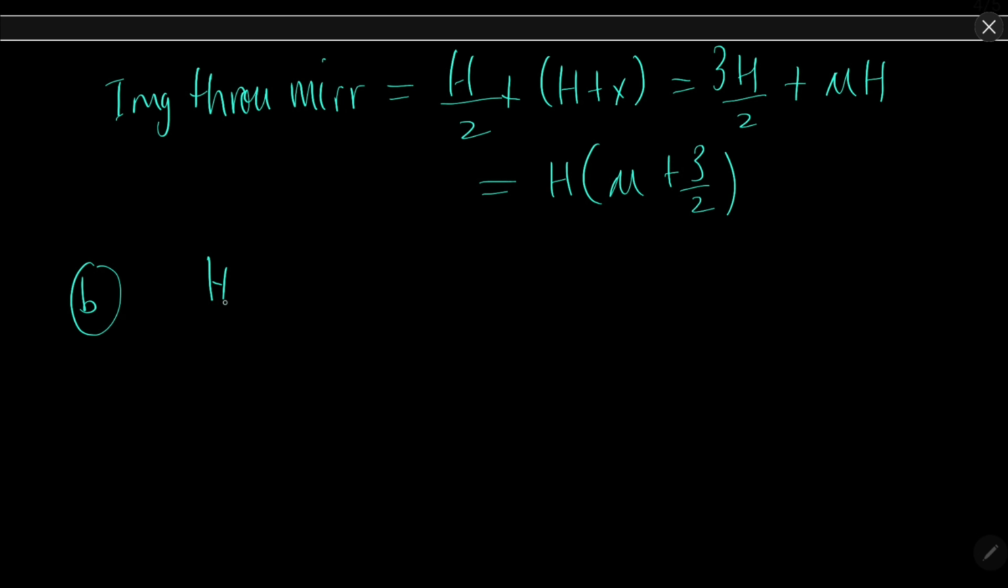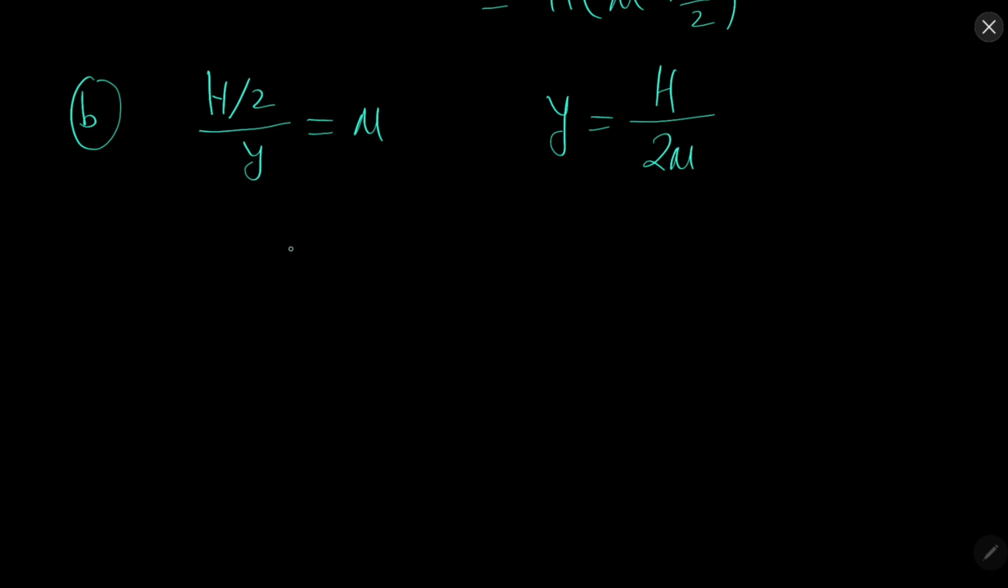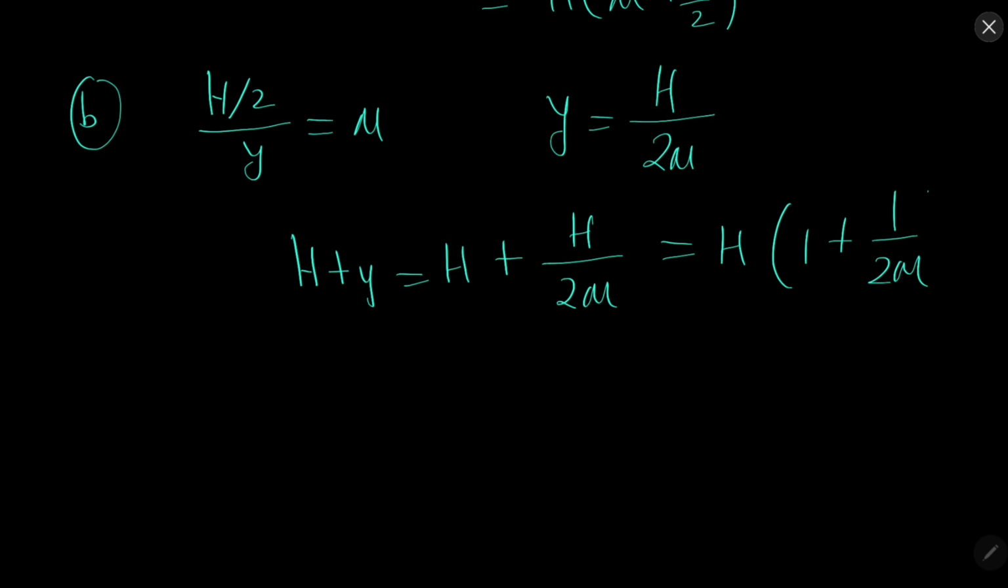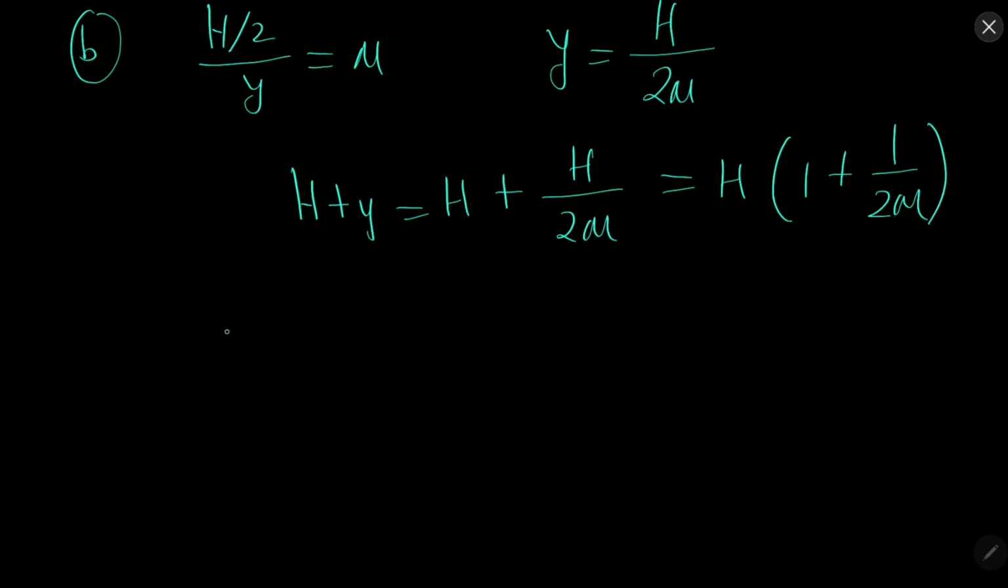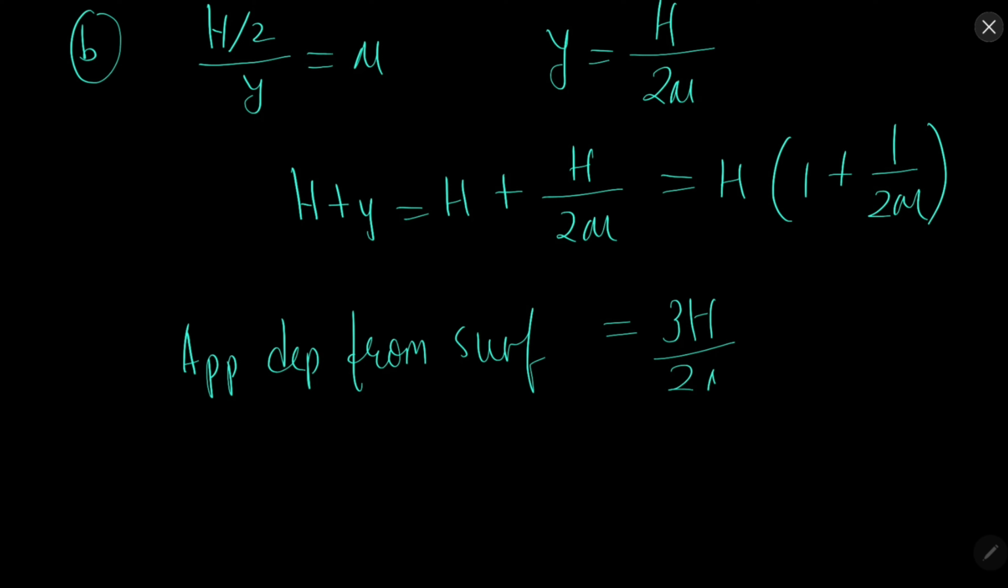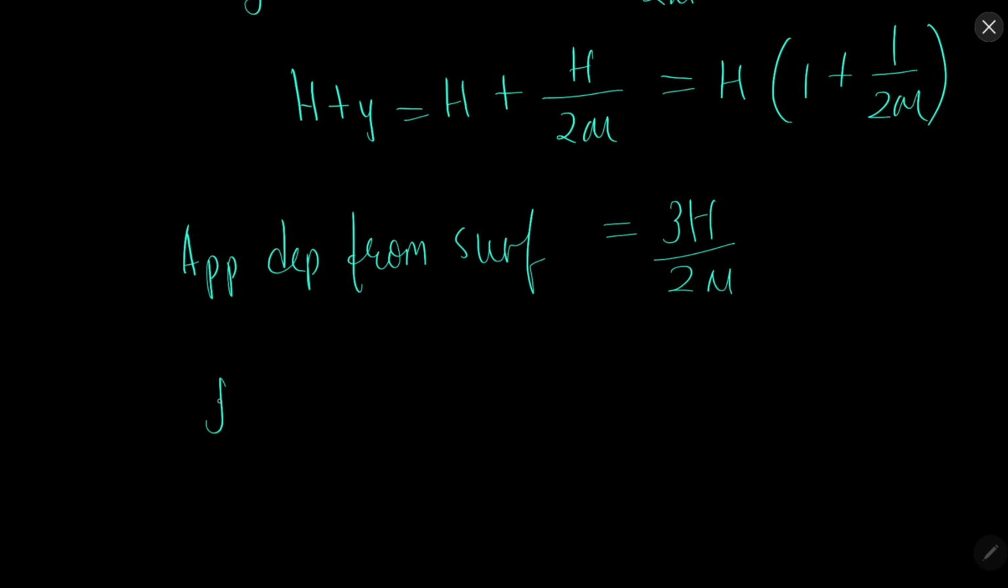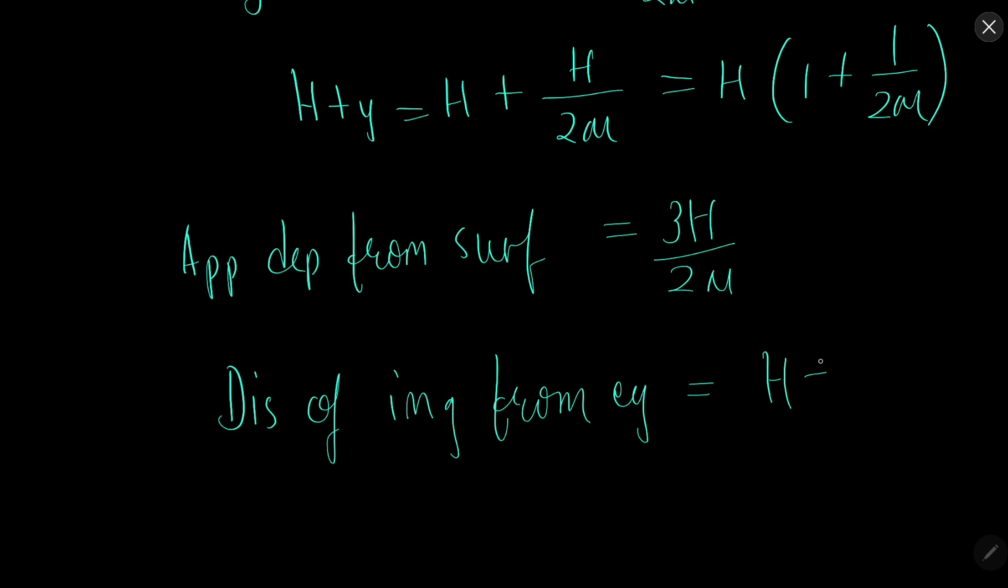B part, h by 2 over y equal to mu, y will be h over 2 mu, and h plus y equal to h plus h over 2 mu, h into 1 plus 1 over 2 mu. So apparent depth from the surface of water is 3h over 2 mu, and the distance of the image from the eye is h plus 3h over 2 mu.